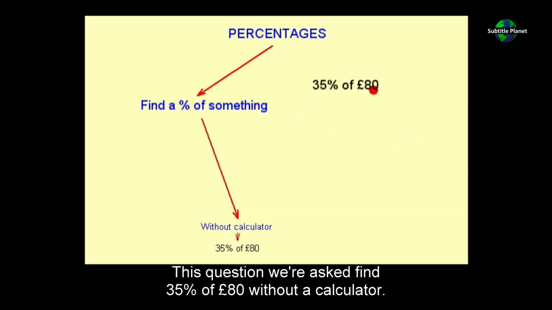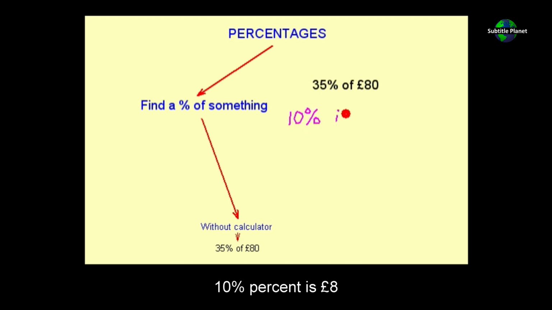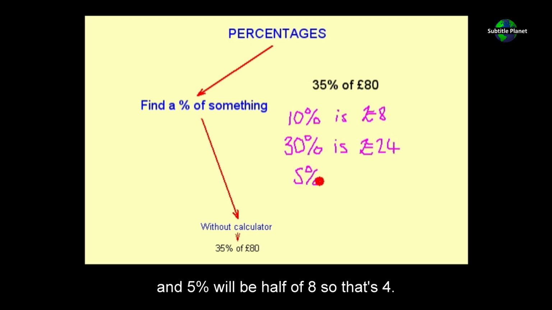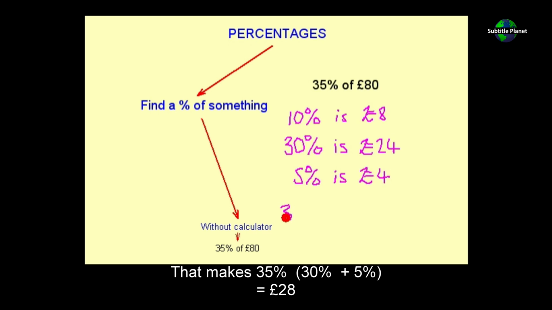For this question, we're asked to find 35% of £80, and it's without a calculator. 10% is £8. 30% will be 3 lots of 8, so that's 24. And 5% will be half of 8, so that's 4. That makes 35%, 30% plus 5%, £28.